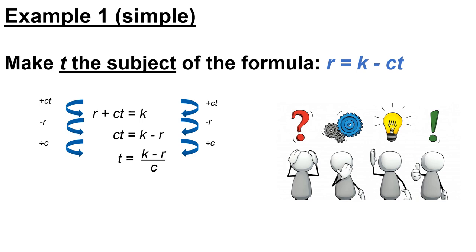And then you divide both sides by c, so that on the left hand side you are only left with t, because ct divided by c, the c cancels the c, then you are just left with t. And on the right hand side, you'll be left with k minus r all over c, because you just divided by that particular c. Then you realize that t, of course, is the subject of the formula. Your answer is therefore t is equal to k minus r all over c.